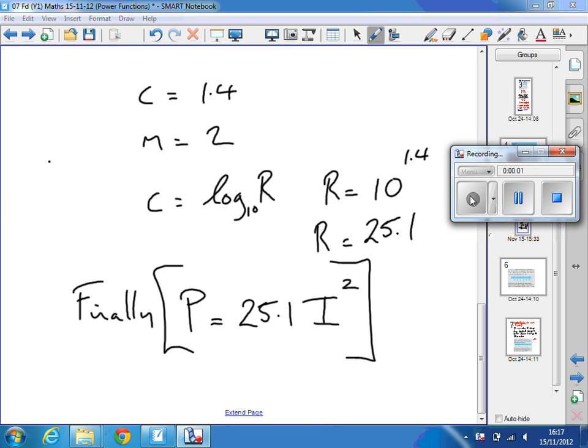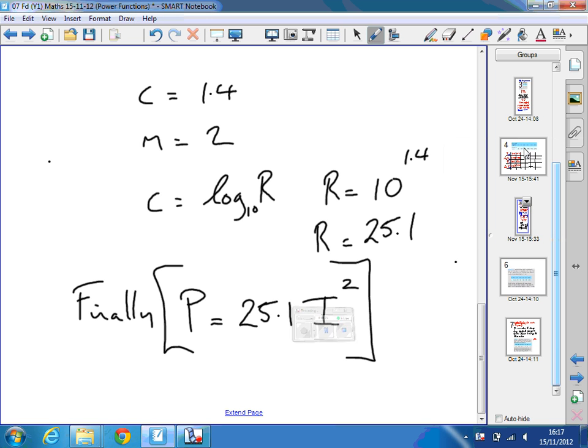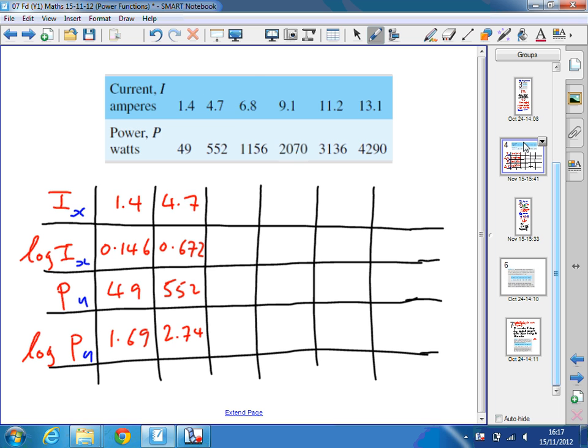Results into Autograph, we get c equals 1.4, n equals 2, so that if c equals a log of r, then r equals 10 to the 1.4, and we get this final relationship between these things. Okay. So going back to our original results, here we now know how these two things are related.